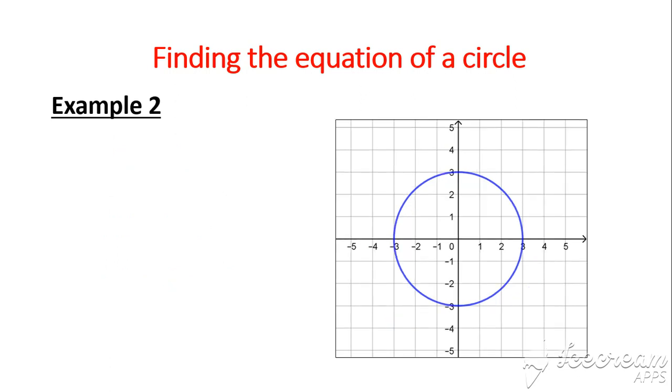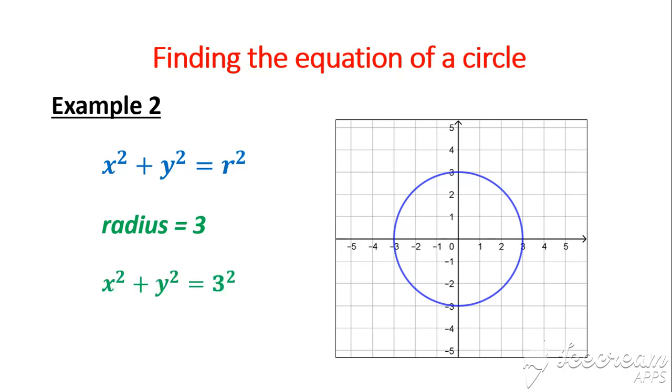Right, here's our second example. We're going to find the equation of this circle. Again, we're using x squared plus y squared equal to r squared because the center of the circle is at the origin. Now, again, we need to figure out the radius of the circle. Again, looking at the x-axis, we go out to 3 and back to -3, and the y-axis, we go up to 3 and down to -3. So it's a clear indication the radius of this circle is 3.